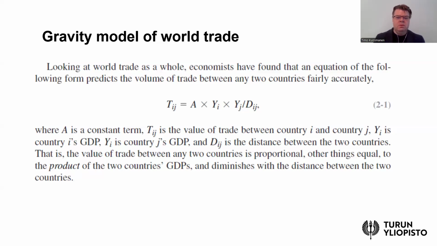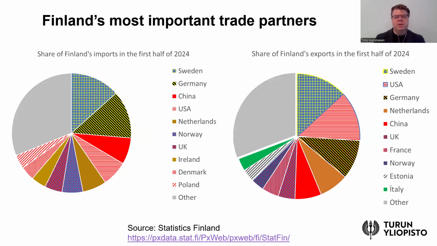So if we return back to this shares of Finland's imports and exports, it is not surprising that Sweden is the most important trade partner because Sweden, as a neighboring country, is close by, but also it's a relatively large economy compared to Estonia, for example, and larger than Norway, for example, which is also appearing on this list.